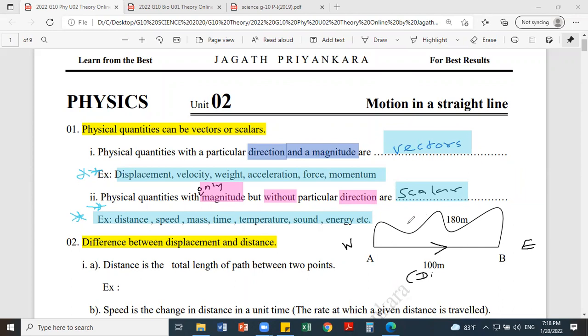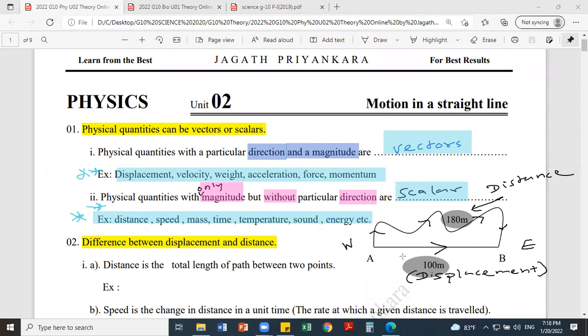But this one does not happen. It's the other diagram from A to B. That also reaches the same point, but the path is not definite. It goes towards north and towards south and towards east, like that. No definite direction. Therefore, this 180 meters we call distance. Both are reaching the same place, but 180 meters is called what? 180 meters is known as distance, and 100 meters is known as displacement. Is that clear?